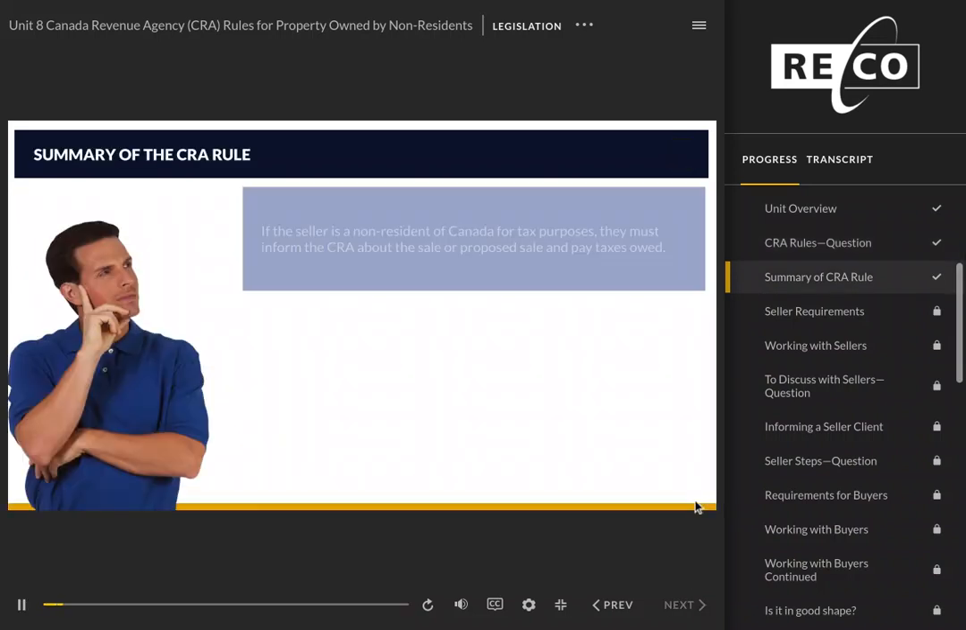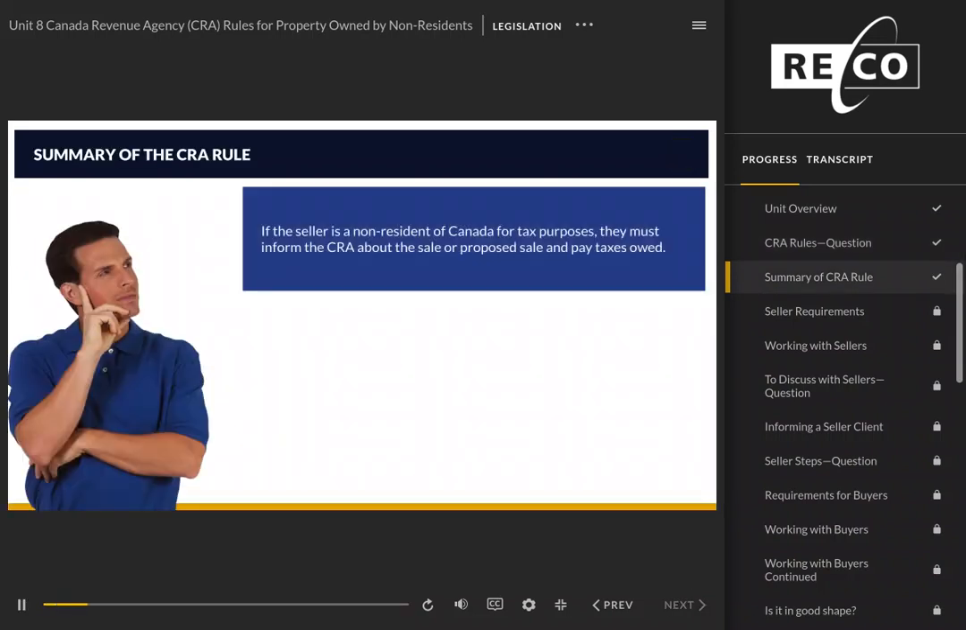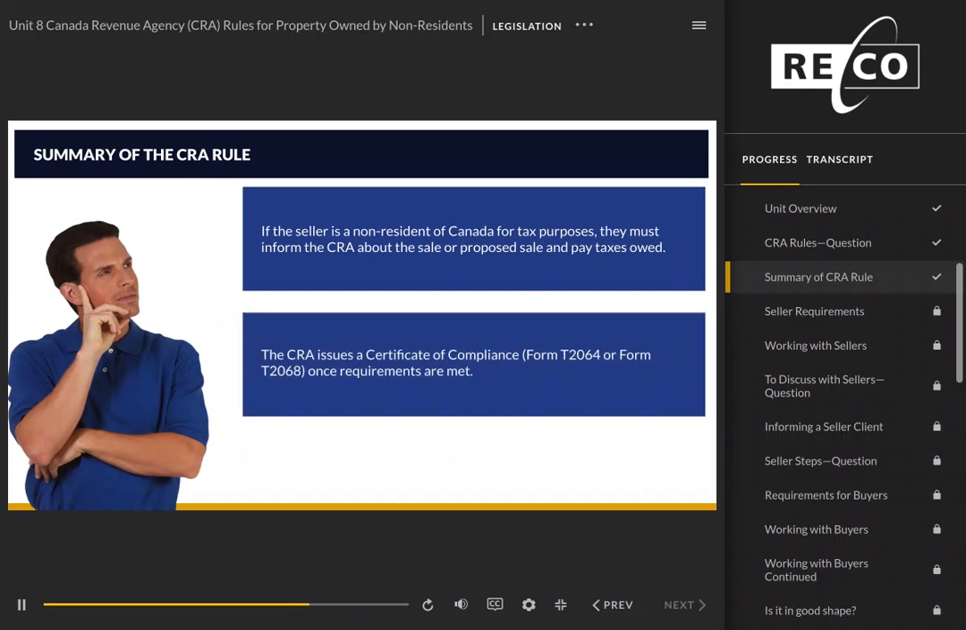Here is a summary of the CRA rule. If the seller of a real estate property is a non-resident of Canada for tax purposes, whether they are an individual or a corporation, they must let the CRA know about the sale or proposed sale of the property, submit required paperwork to the CRA, and pay taxes on the sale. The CRA will issue a certificate of compliance, either Form T-2064 or Form T-2068, once all requirements have been met.